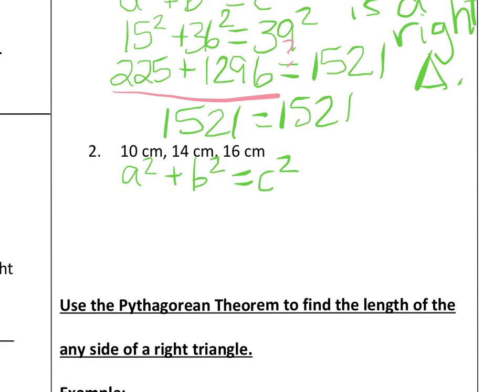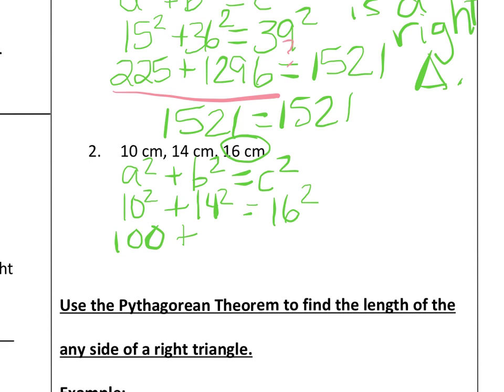So in this example, 16 centimeters is our longest side. We're going to substitute 10 in place of a, 14 in place of b, and it could be the other way around. But the one that matters is that longest side. It has to be c. Then 10 times 10 is 100, 14 times 14 is 196, and 16 times 16 is 256.